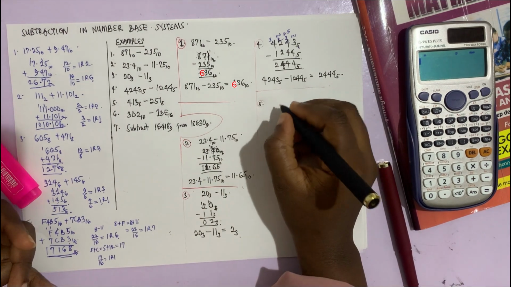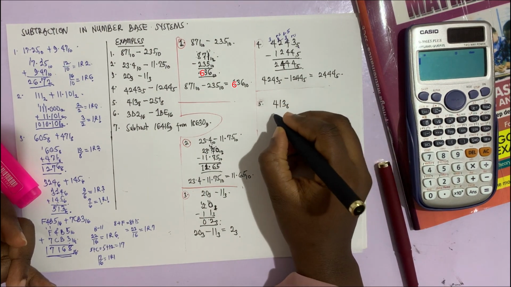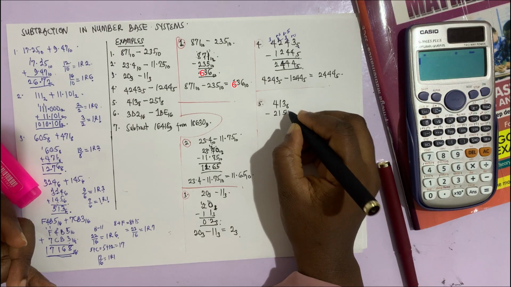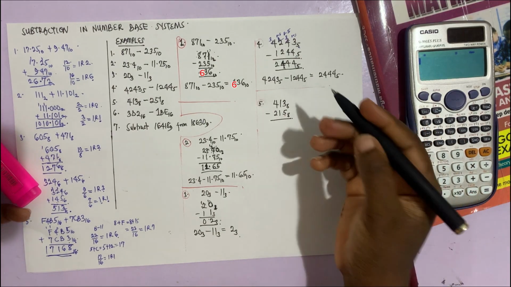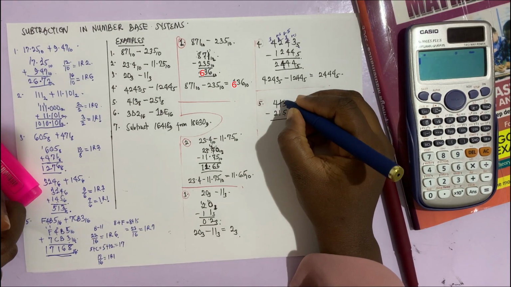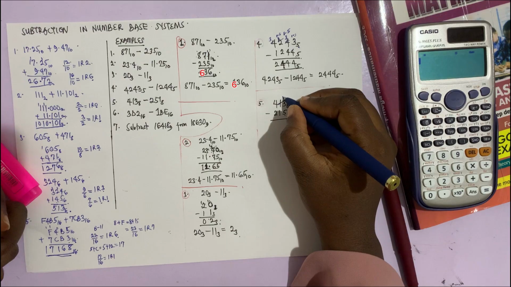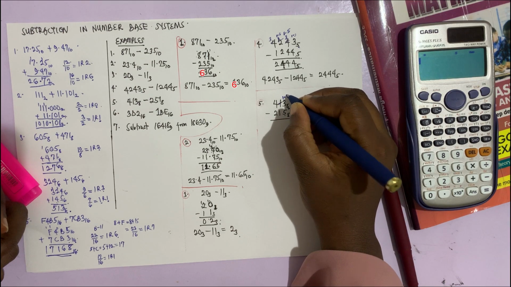Question 5. 413 base 8 minus 215 base 8. So 3 minus 5 is impossible. So what do we do? We borrow 1 here. But this one is not 1. It's actually 8 because we are working in base 8.